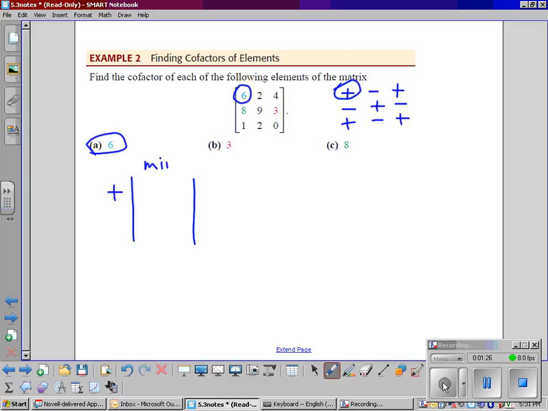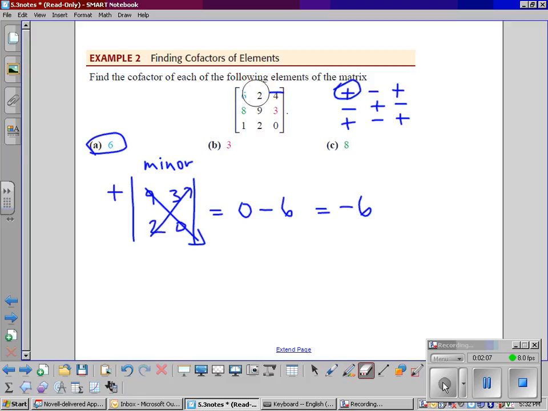The minor is a determinant that's made up of the numbers that you get when you take out the row and the column of the element that you're in. So mark out the row and the column of that element that you're talking about, and you're left with a 2 by 2 determinant. And then we want to evaluate that determinant. Remember, to evaluate, we multiply this way. 9 times 0 is 0. And then minus, multiply this way to get 6. So the cofactor for 6 is -6. And that depends both on the numbers in the matrix and the position that the element is in.